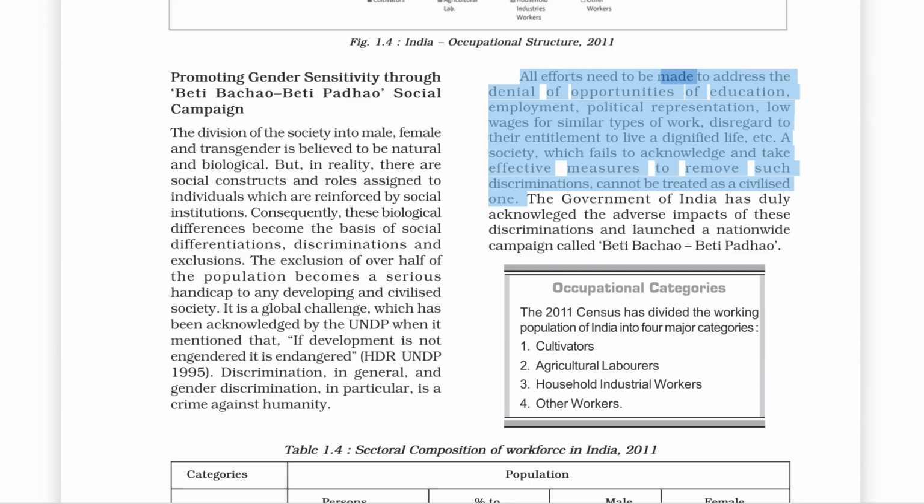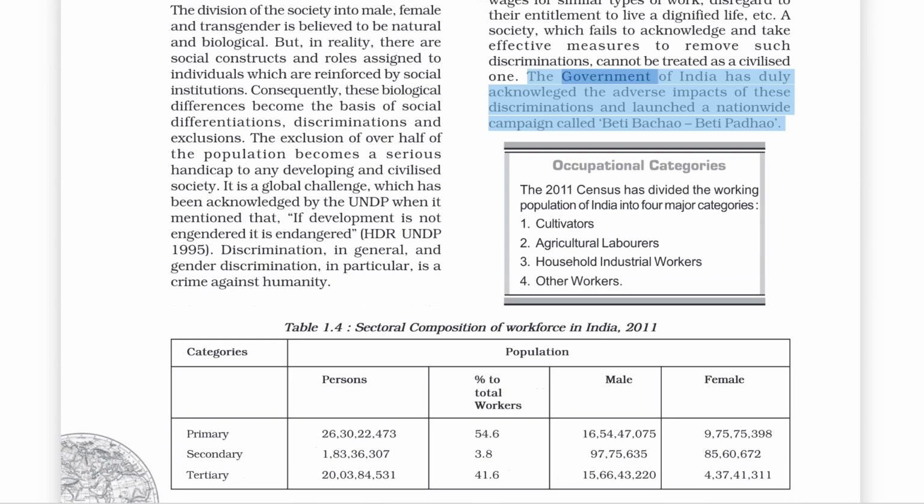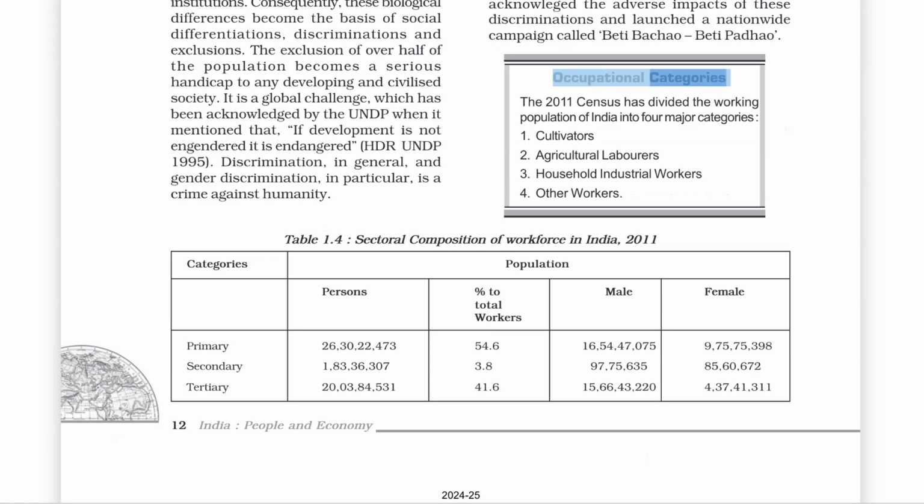All efforts need to be made to address the denial of opportunities of education, employment, political representation, low wages for similar types of work, disregard to their entitlement to live a dignified life, etc. A society which fails to acknowledge and take effective measures to remove such discriminations cannot be treated as a civilized one. The government of India has duly acknowledged the adverse impacts of these discriminations and launched a nationwide campaign called Beti Bachao, Beti Padhao.